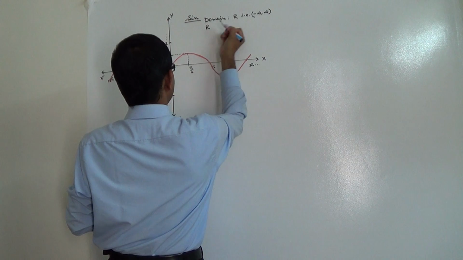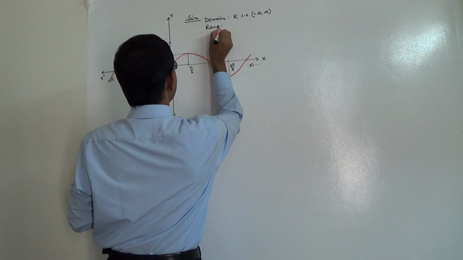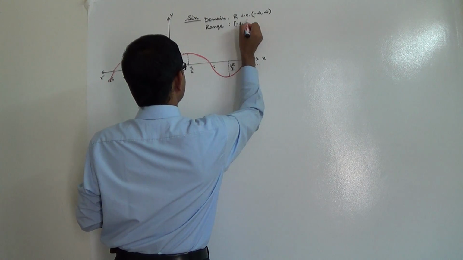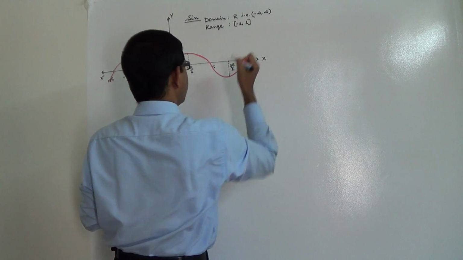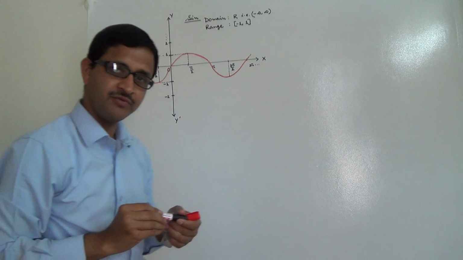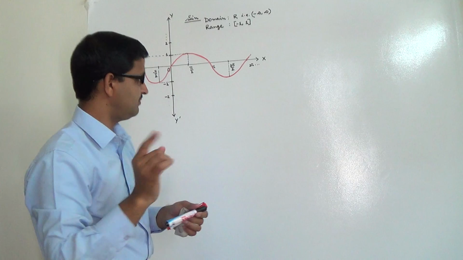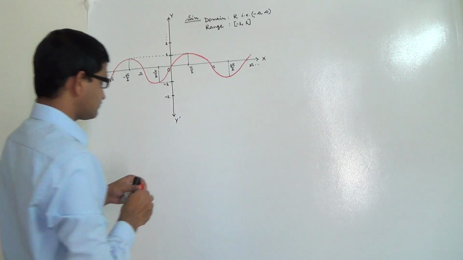And what is the range? The range of the function is -1 to +1. That is a closed interval. I hope you have a clear understanding about the closed interval and open interval. If not, let me give a quick recap.